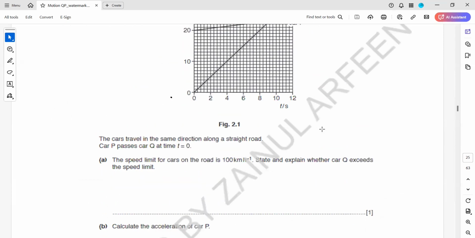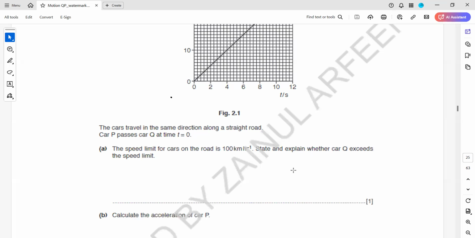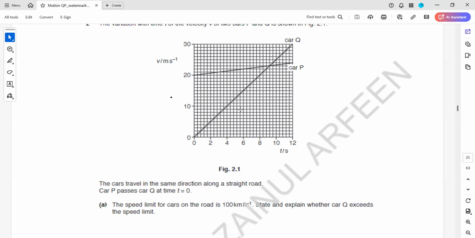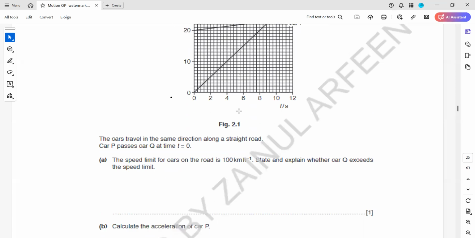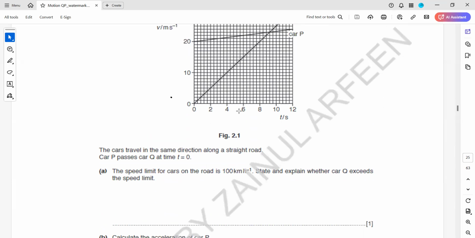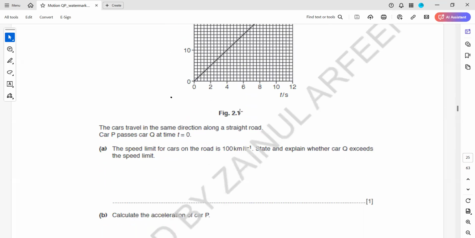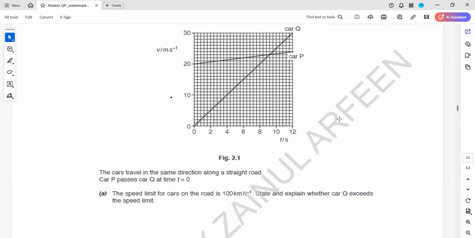Page 25, any doubt? This is a velocity time graph. The cars travel in the same direction along a horizontal road. The car P passes car Q at time t equals 0. The speed limit for the car on the road is 100 km per hour. State and explain whether the car Q exceeds the speed limit.